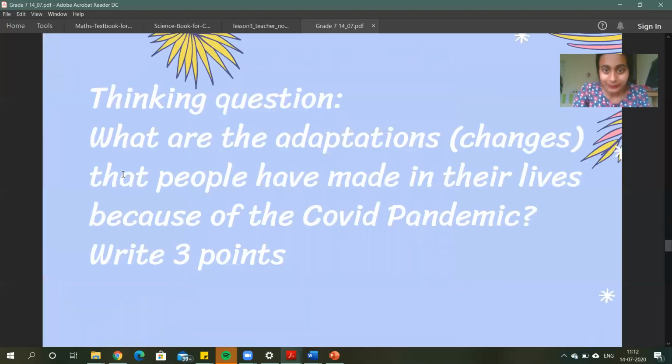It is really important. After that, this is one question that I want you to think about. Since there has been a pandemic, what are the adaptations or changes that people have made in their lives? हमारी जिंदगी में क्या क्या changes आए हैं, लोगों के behavior में कौन से changes आए हैं? You can mention any 3 points. Those changes are the adaptations that we have made to the situation, क्योंकि हमारा situation change हो गया है. There is a pandemic, hence we are making some adaptations in our lives.